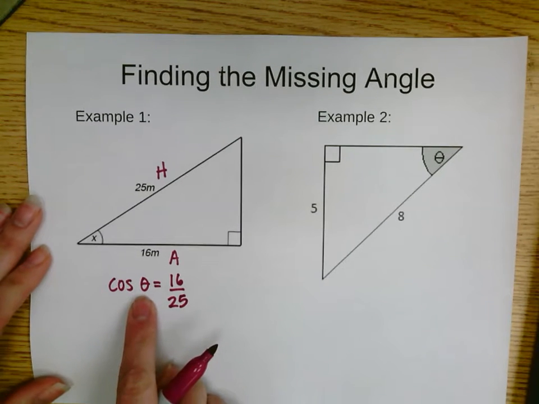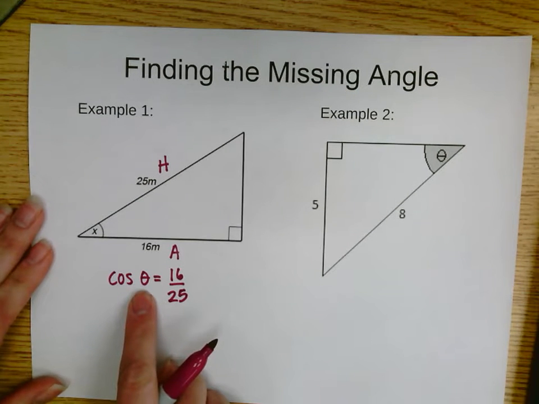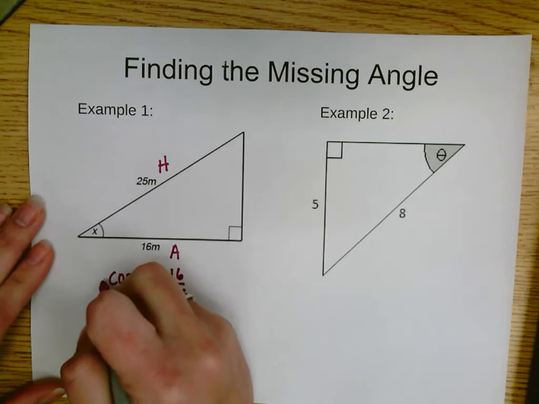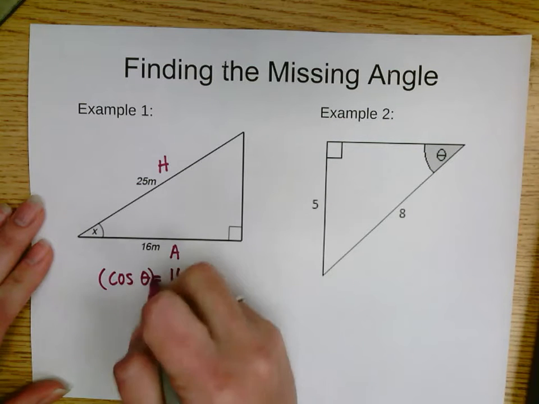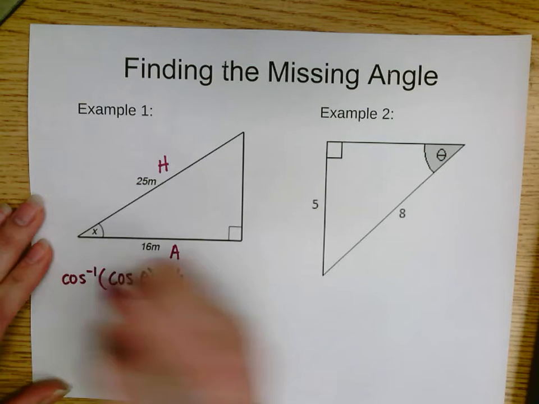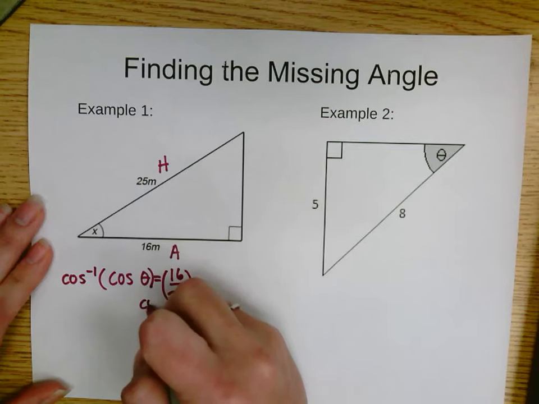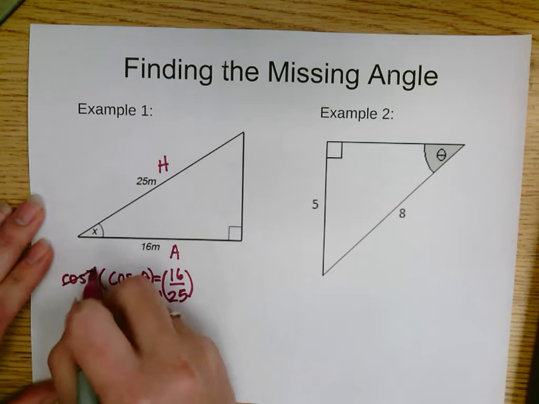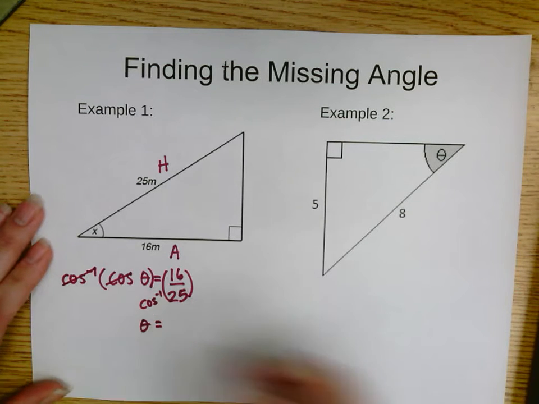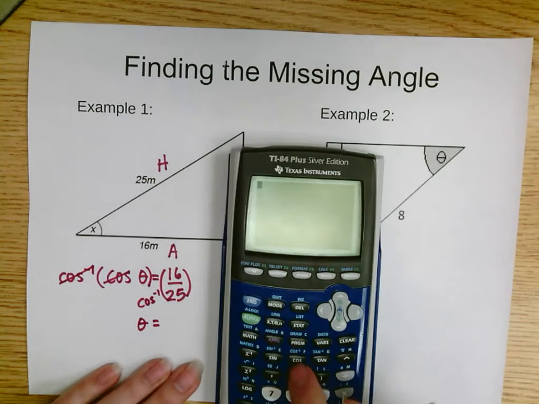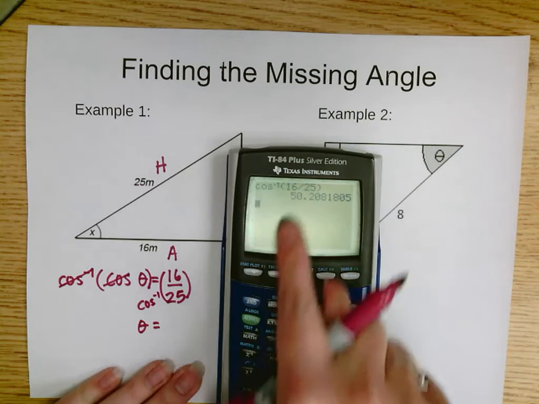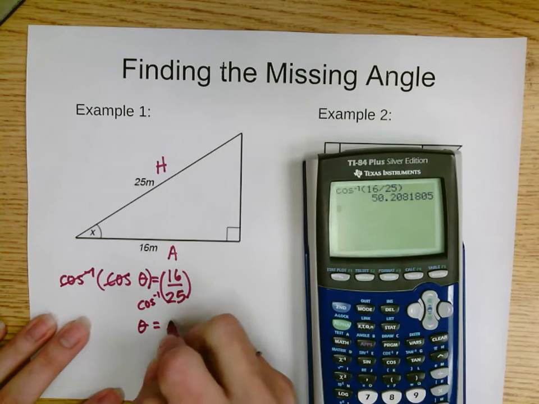In the last video we saw that we had to use the calculator to help us out. We need to undo cosine, and how we undo cosine is to do second cosine, or cosine inverse, of both sides. So I'm going to do cosine inverse, and that's what I'm going to plug in the calculator. Cosine inverse of 16 over 25. So theta equals cosine inverse of 16 over 25. Alright, and I get 50.2, and that is degrees.